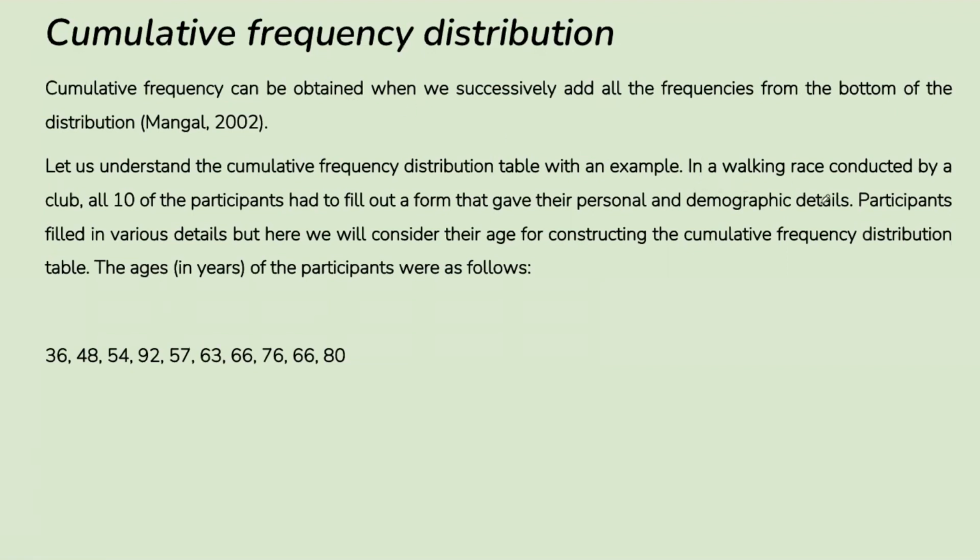In a walking race conducted by a club, all 10 of the participants had to fill out a form that gave their personal and demographic details. Participants filled in various details, but here we will consider the age for constructing the cumulative frequency distribution table. So these are the ages in years of the participants: 36, 48, 54, 92, and so on. Now we have to construct a cumulative frequency distribution.